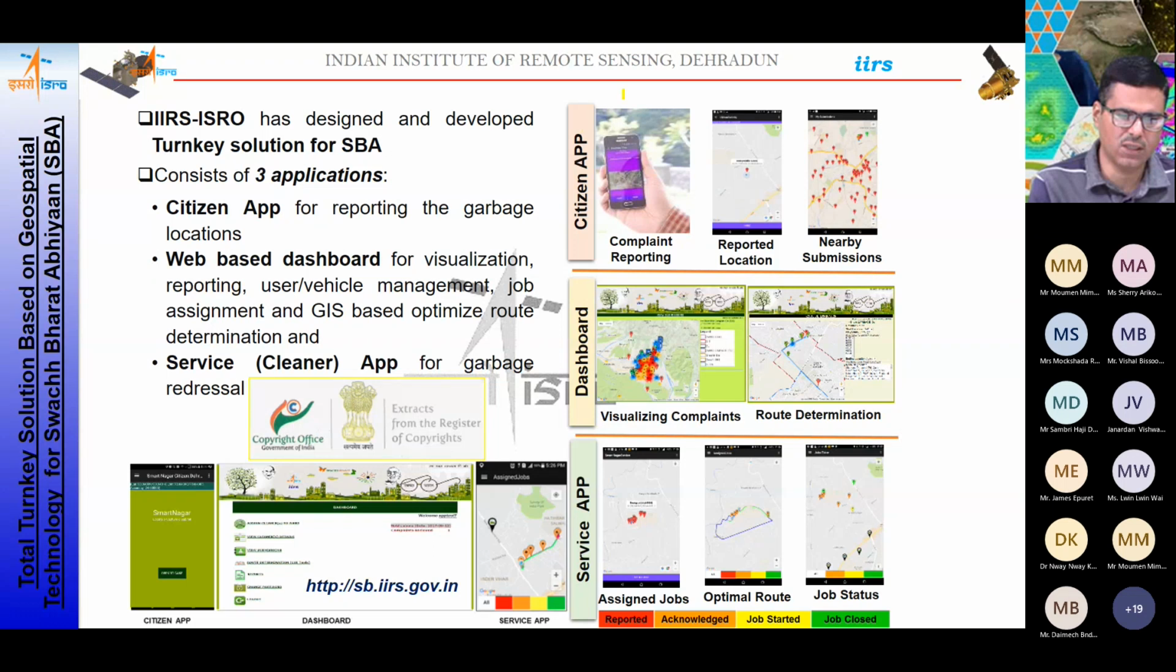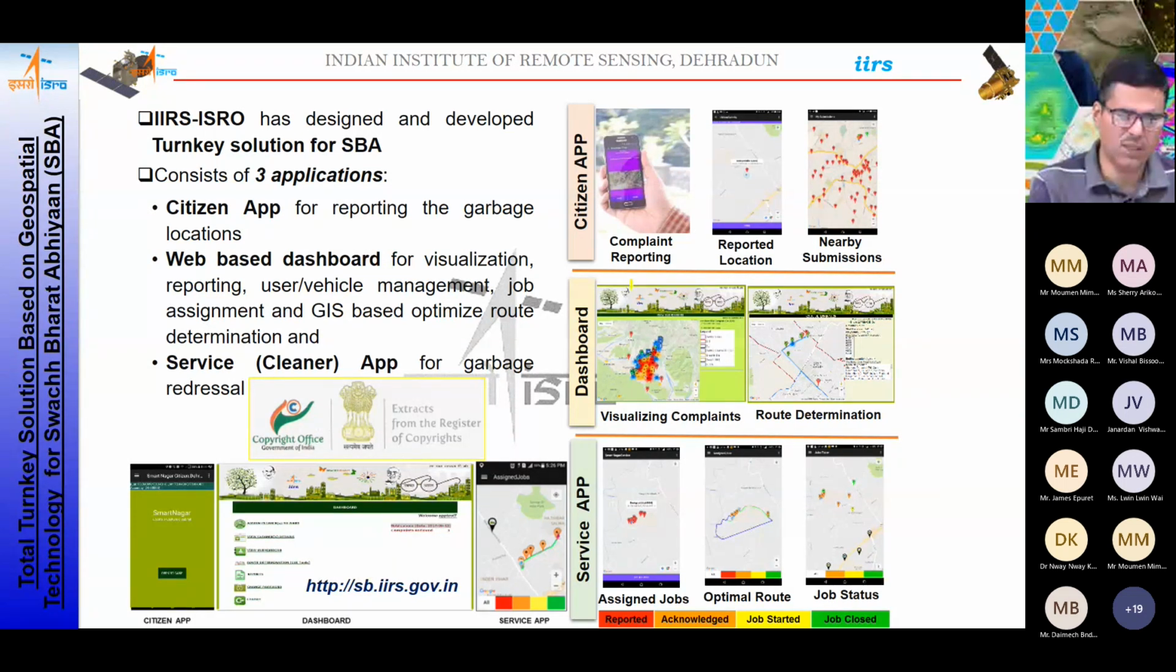So as I said, the citizen app for reporting the garbage locations, the dashboard for visualization, reporting, vehicle management, job assignment, route determination, and the cleaner app for the garbage reduction. Subsequently, we also got the copyright for this solution. And then these are some of the screenshots.